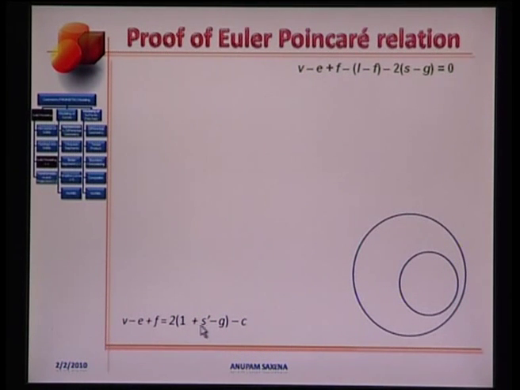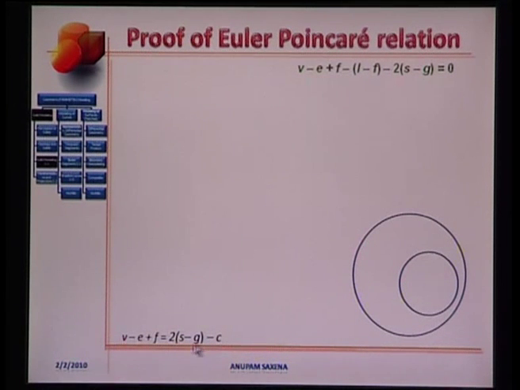I can combine 1 plus S' together and write it as S, suggesting that S would be the total number of shells. If I compare this relation with the Euler Poincaré formula, I have the number of vertices, the number of edges, the number of faces, the number of shells, and the number of handles in place. All I need to worry about is to introduce this term here in the Euler Poincaré relation.